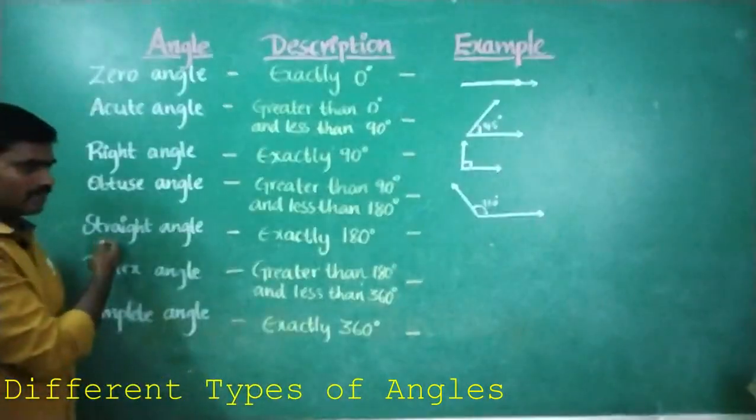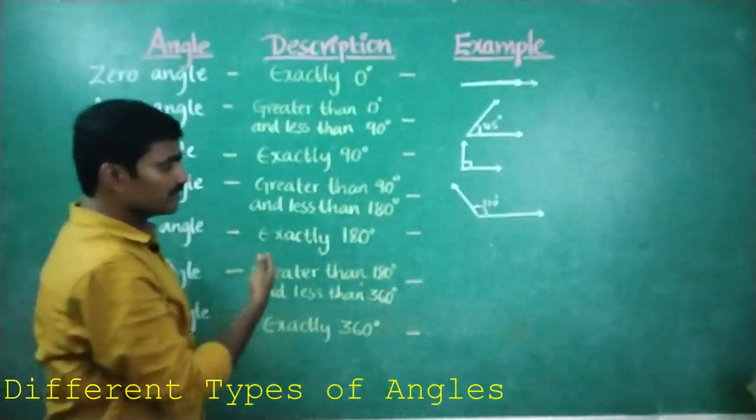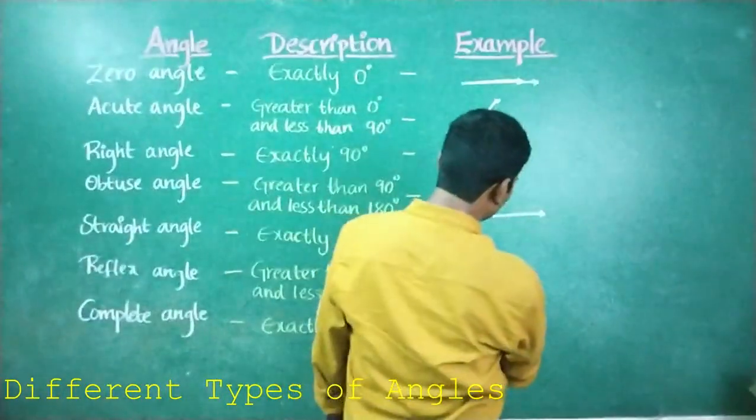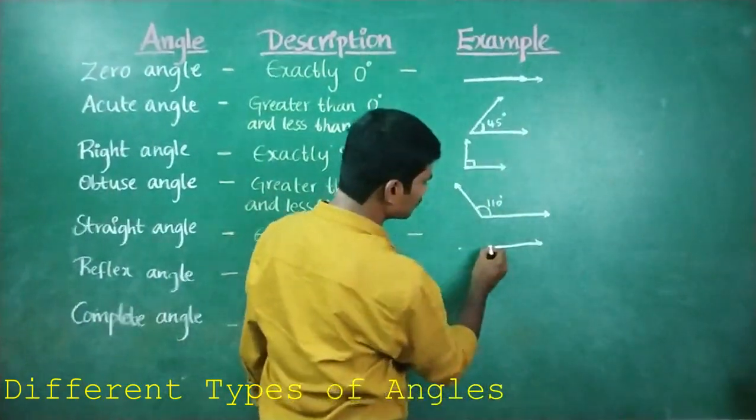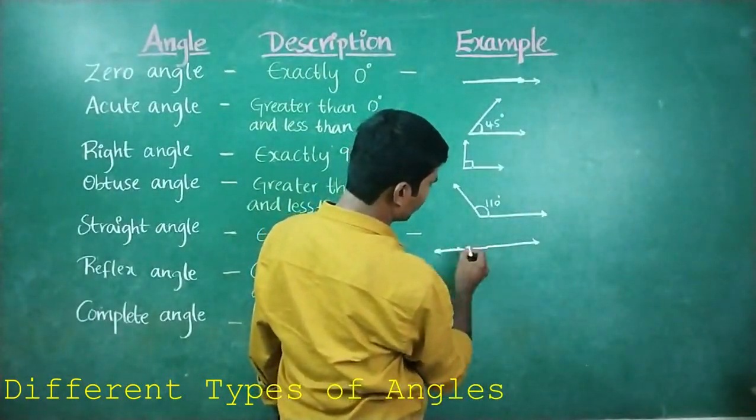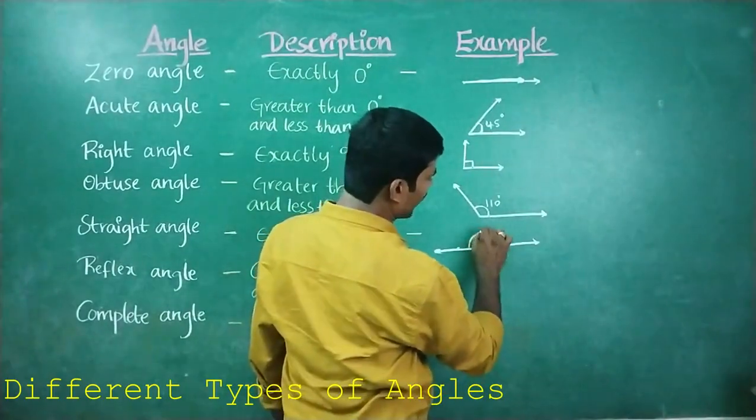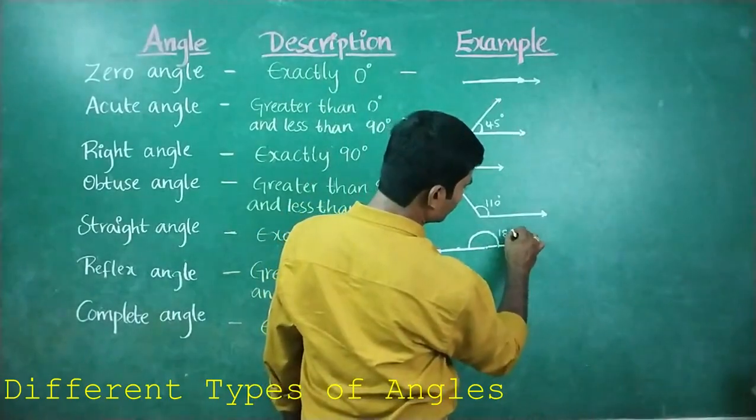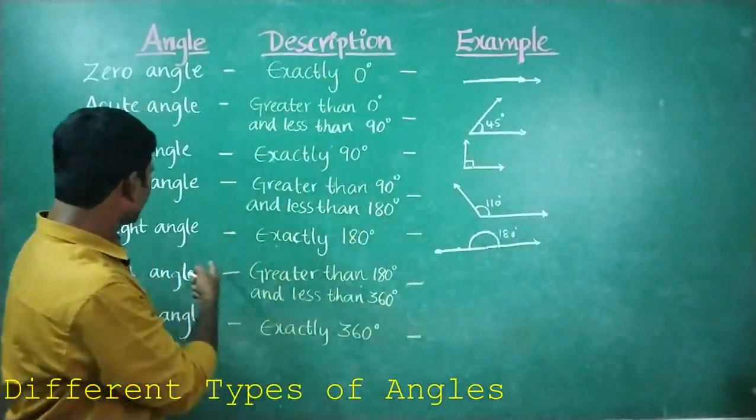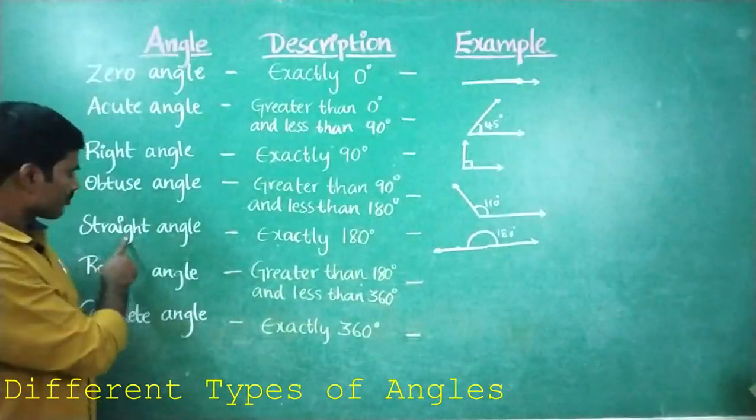Next, straight angle. A straight angle is an angle where, with this as the initial ray and this as the terminal ray, the angle between the two rays is exactly 180 degrees. So this angle is a straight angle.